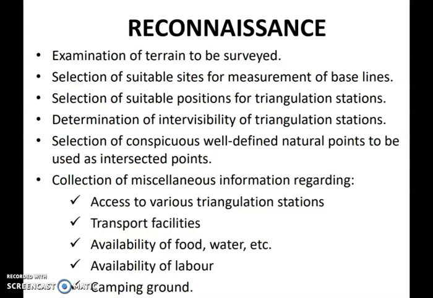So selection of suitable position of triangulation stations, determination of intervisibility of triangulation stations. This intervisibility, I have discussed when you were studying GPS. What is intervisibility? It is when you are standing at one point, let's say with an instrument, you should be able to see the staff or another instrument. So this is one major concern when you are doing surveying, especially in geodetic, because the distances are huge, right?